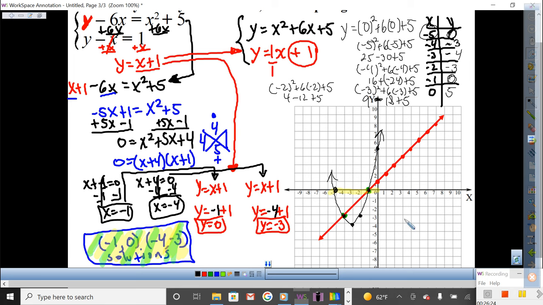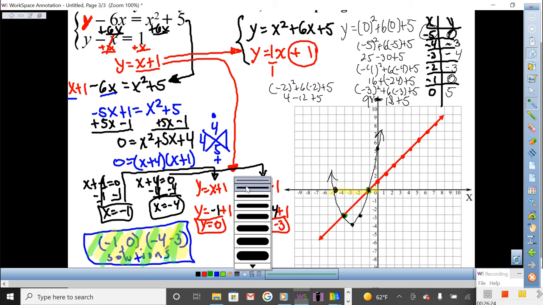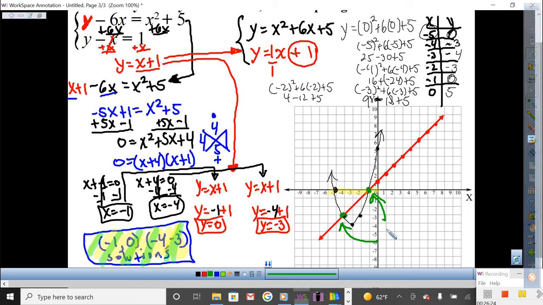Ain't that crazy? We graph the two graphs, and do they intersect at the two points that we predicted with algebra? Yes, it does, but we need to indicate it, yes? So with green, I want you to point to them, so highlight them, this one and this one. Point to them and write solutions. Why are they solutions? Because that's where both graphs intersect.